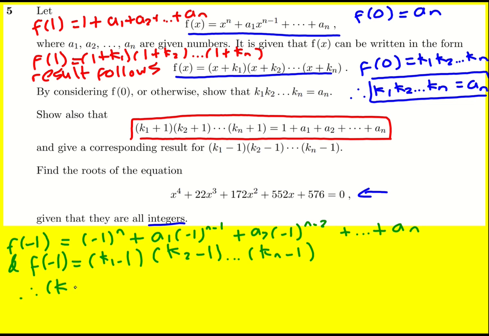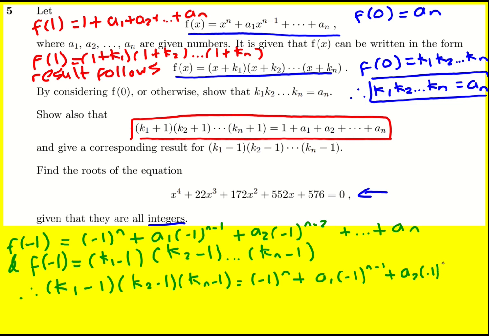So just bring it together. We don't know if this is going to be 1 or minus 1. It will depend if n is even or odd. But it will alternate from then on as the power goes down by 1 each time. And then the last one was a_n again. Okay, there we go.